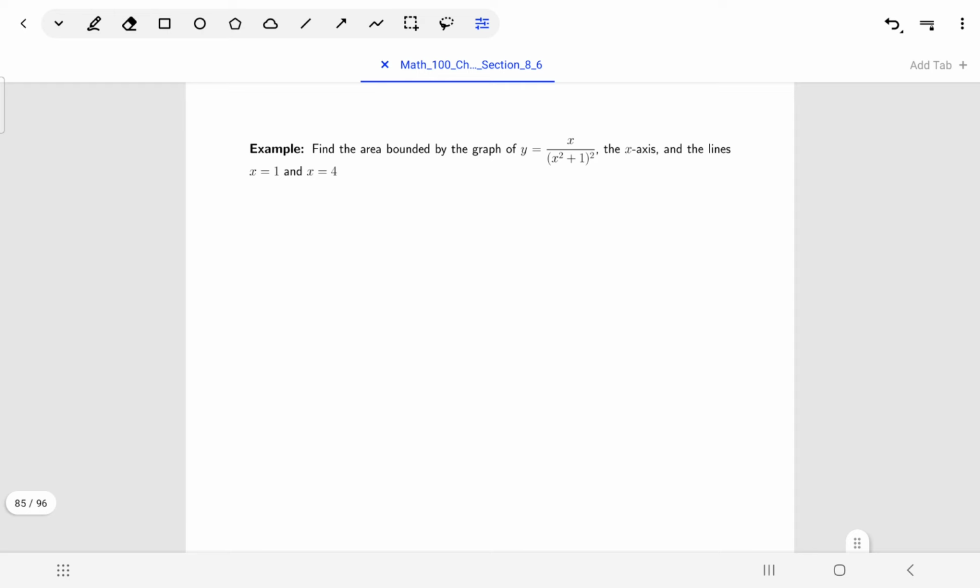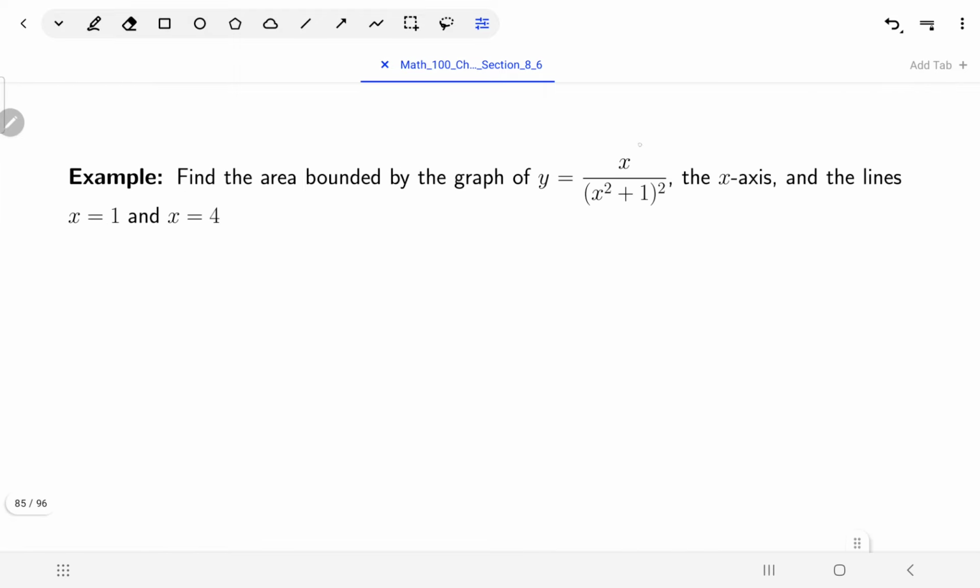Okay, so one more to look at here. I want to find the area bounded by the graph of this function, the x-axis, and those lines. I don't know what the graph of this looks like off the top of my head, and I also don't really need to care that much because I know that the denominator, since it is a perfect square, is going to always be positive. X squared plus 1, the smallest it'll ever be is 1, and then squared is 1, so the smallest the denominator will ever be is 1, and it will just be numbers that are 1 and larger. So my bottom is always going to be positive.